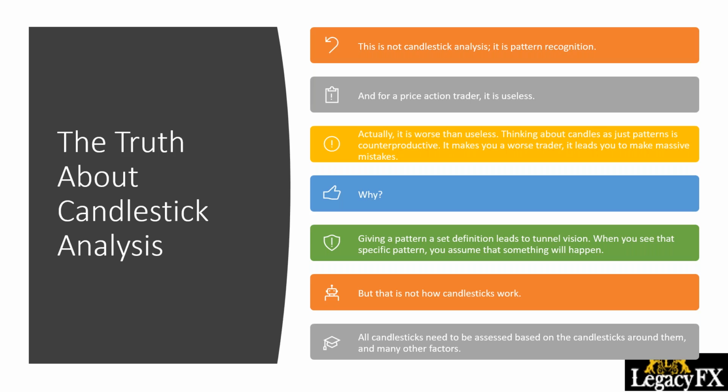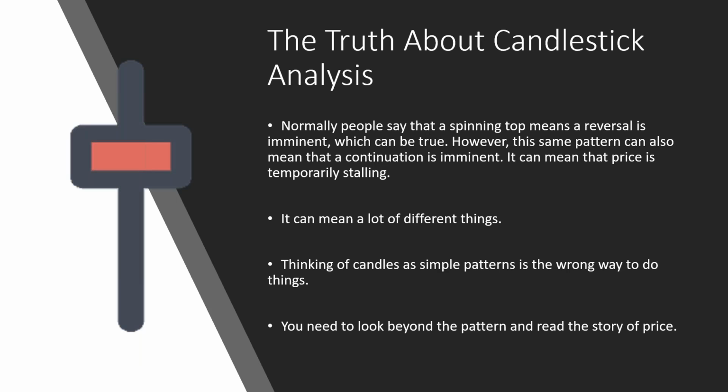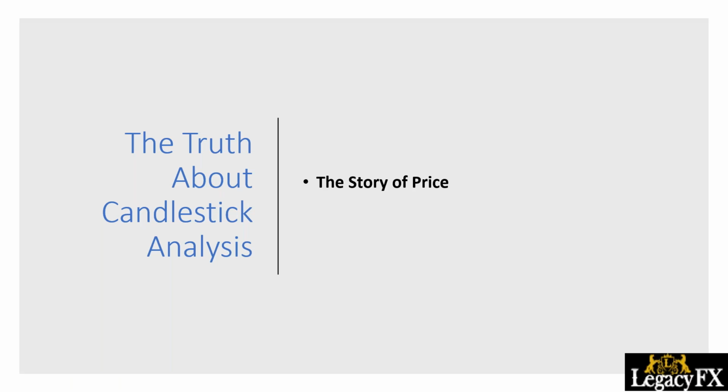Why? Because each pattern is given a set of definitions and it leads you to tunnel vision. You're not really looking at price, you're looking for candlestick patterns. But all candlesticks need to be assessed based on the candlesticks around them and many other factors. The truth is any candlestick can mean many different things at one time. Here we're looking at a spinning top, and it could mean a reversal, but it can also mean a continuation. So we need to use candlesticks to tell the story of price, not pattern recognition.